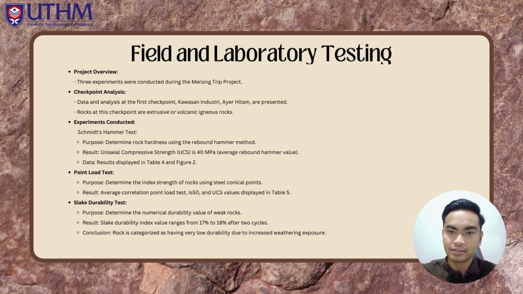Rock at this checkpoint is exclusive of volcanic igneous rock. Next is the experiment conducted: Schmidt hammer test. Purpose: determine rock hardness using the rebound hammer method. Result: uniaxial compressive strength, UCS, is 40 MPa. The average rebound hammer value data result is displayed in table 4 and figure 2.